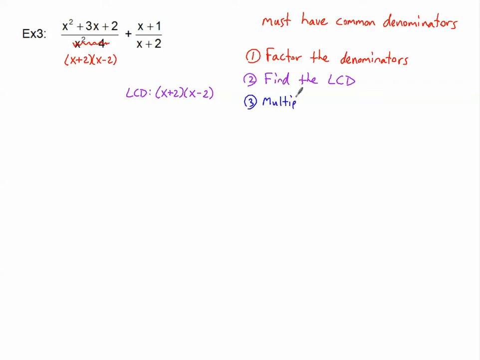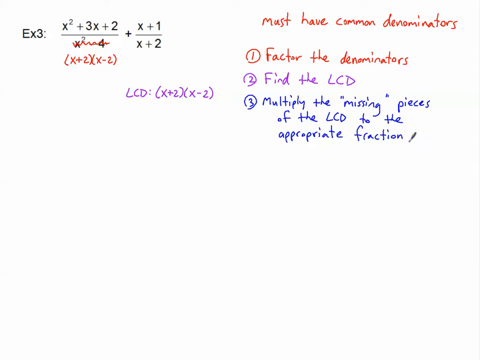multiply the missing pieces from the LCD, the missing pieces of the LCD, to the, I'm just going to say the appropriate fractions. Whatever fraction needs the missing piece, we're going to take that fraction and multiply by that missing piece. So for example, the LCD is x plus 2 times x minus 2.